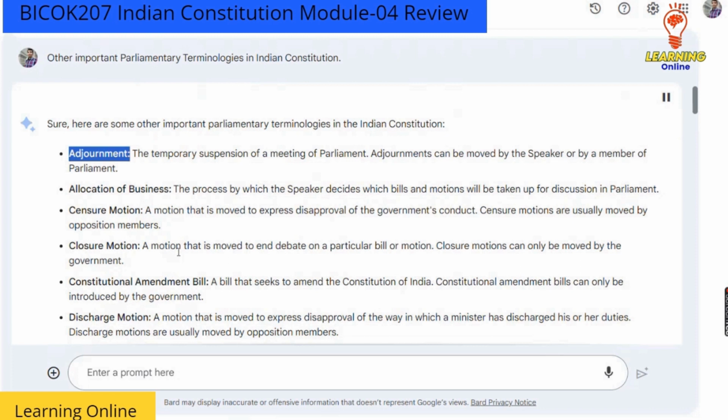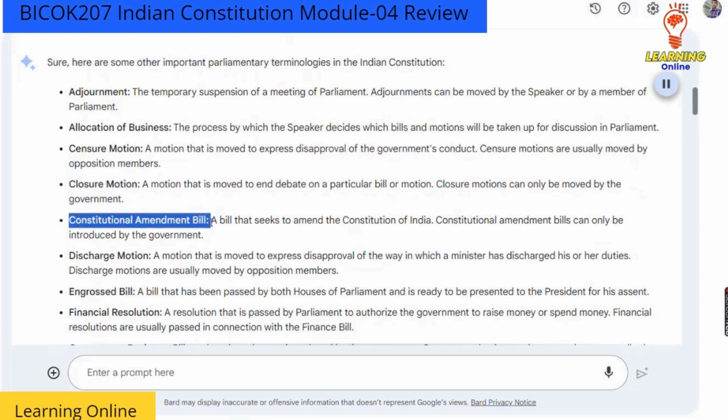in Parliament. Censure motion, a motion that is moved to express disapproval of the government's conduct. Censure motions are usually moved by opposition members. Closure motion, a motion that is moved to end debate on a particular bill or motion. Closure motions can only be moved by the government.